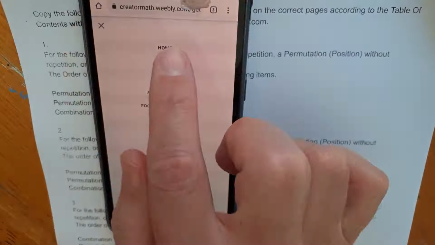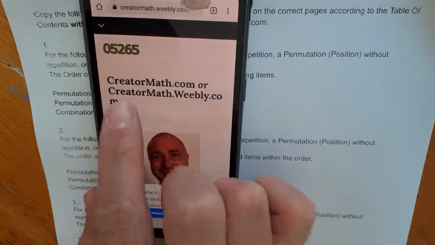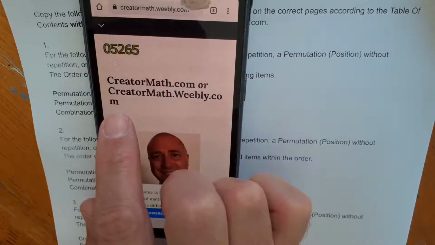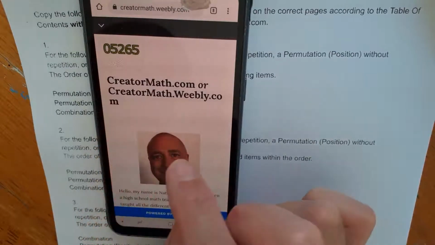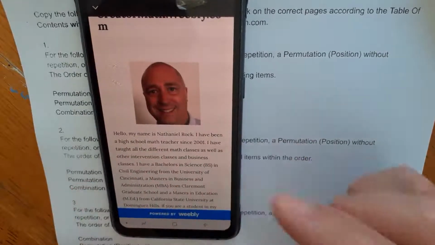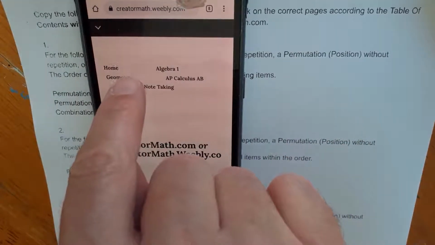Make sure, let's go to the home page so you can orient yourself. Make sure when you're looking for this website, type in creatormath.com or creatormath.weebly.com into Google and it should get you to this place. You're going to know it's the right site because of my geeky photo on there, right? Which I'm fine with being a geek because that's what I like to be.